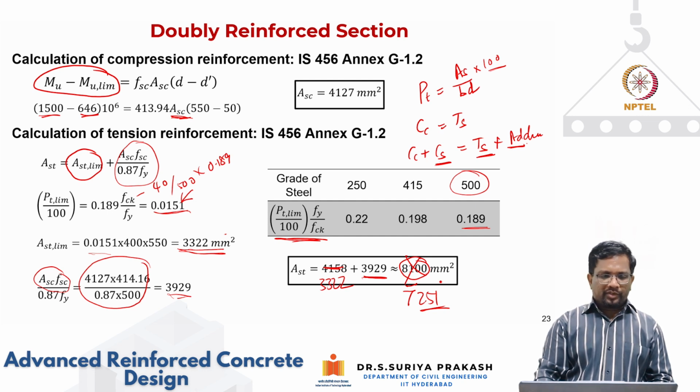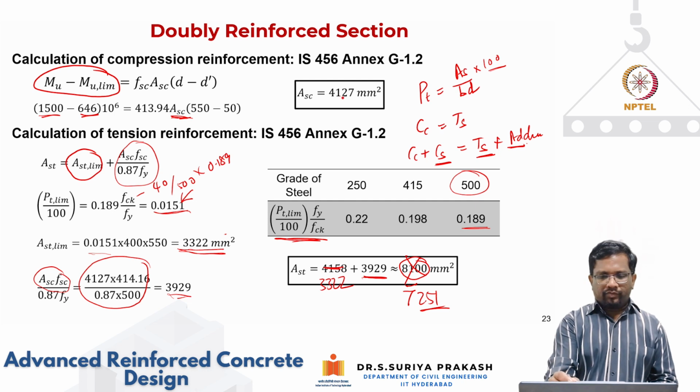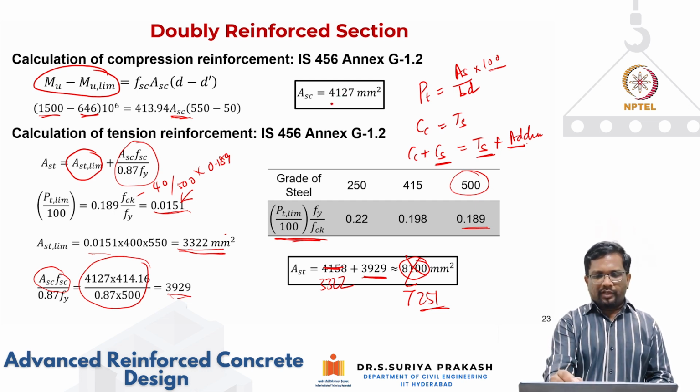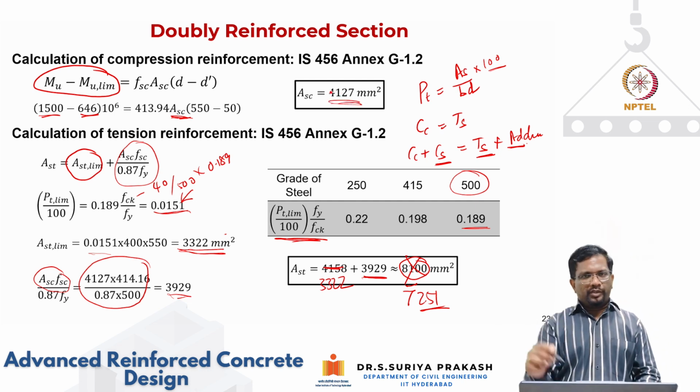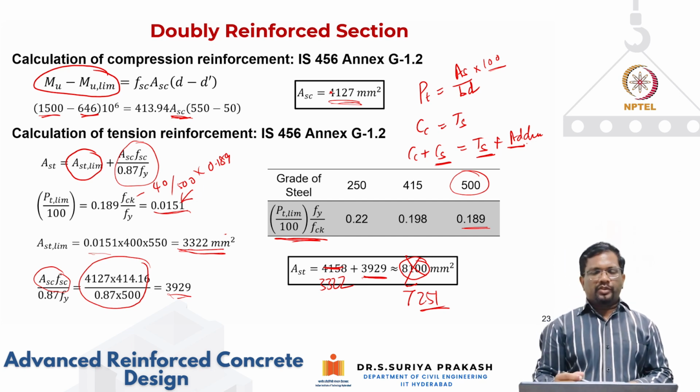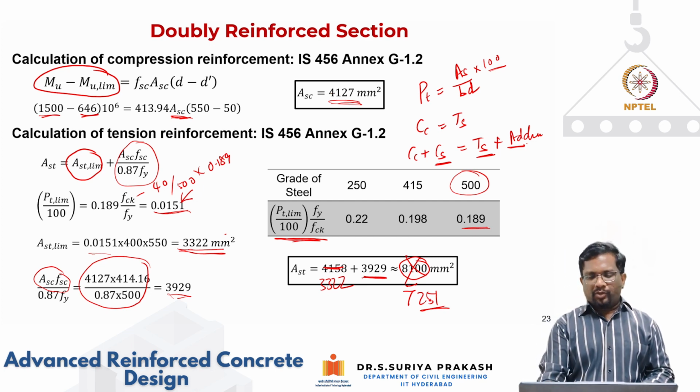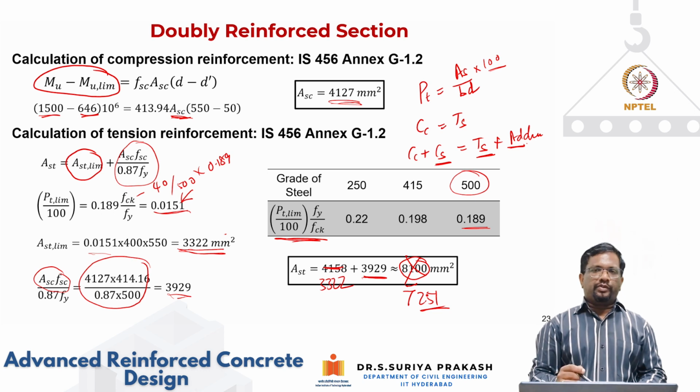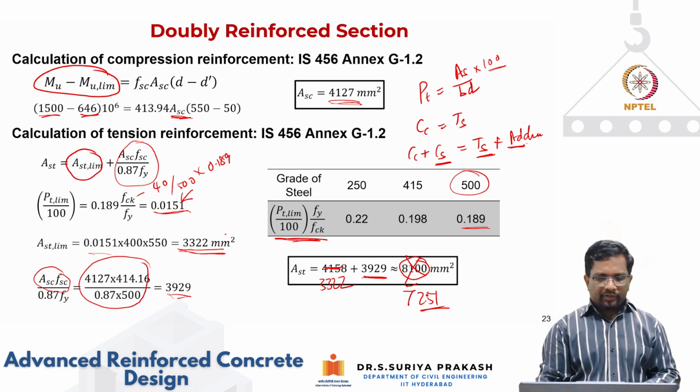Now, the compression steel that we have kept is 4127, which is directly coming from here. So this beam is having compression steel of 4,127 mm square and total tension steel of 7,251 mm square to satisfy the moment demand of 1,500 kilonewton meter.